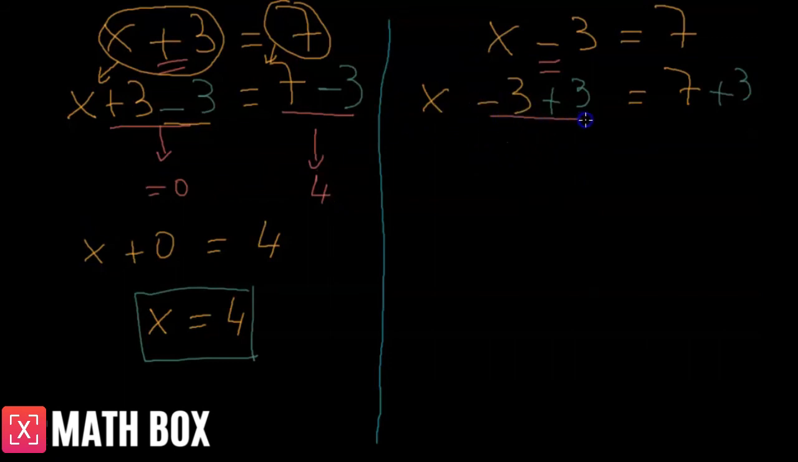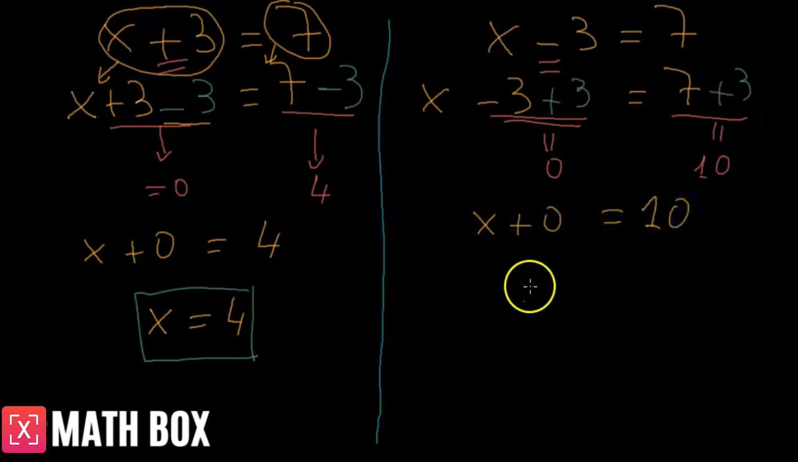So this minus 3 plus 3 is equal to 0, and 7 plus 3 is equal to 10. And obviously here I'm left with x plus 0 is equal to 10, and the final solution is x equal to 10.